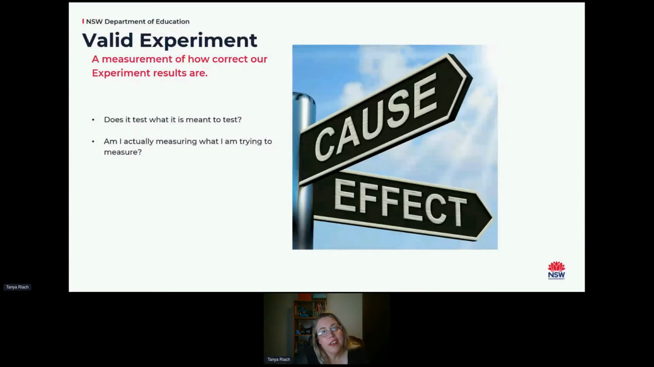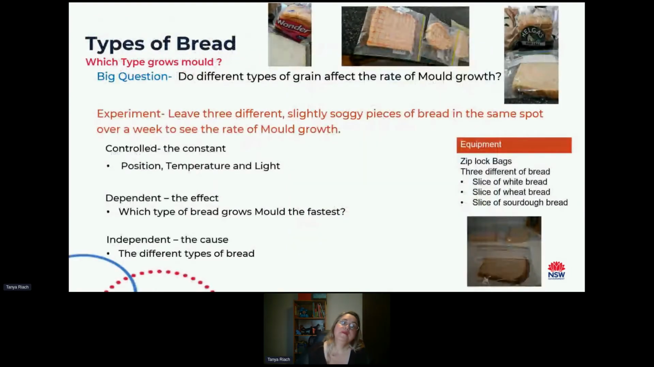Now, I did this with a group of digital leaders just like me, and there were 4 of us. So we did the experiment 4 different ways, just to show that there were so many different possibilities. So one of the leaders looked at types of bread. So do different types of grain affect the rate of mold growth? And they left their experiment for a week to have a look at the mold.